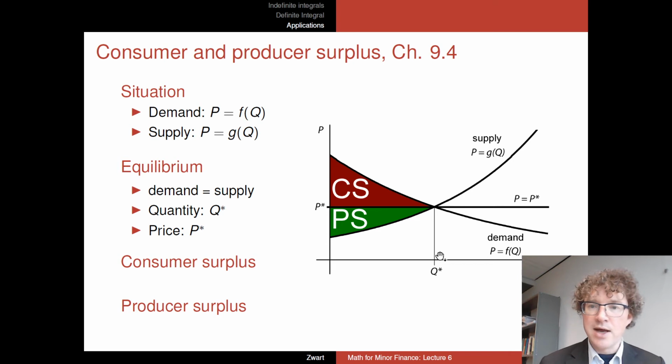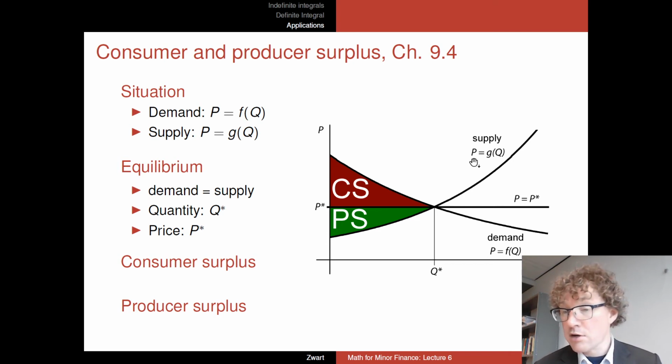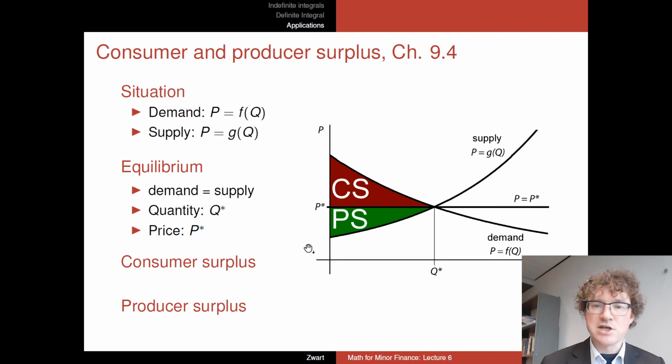On the other hand, the supply function, which will typically be something like the marginal cost of the firm in a competitive equilibrium, is this upward sloping line, in general called G of Q. So if you have a market with demand P equals F of Q, and supply P equals G of Q, what's the equilibrium going to be? Equilibrium is that quantity at which supply equals demand.